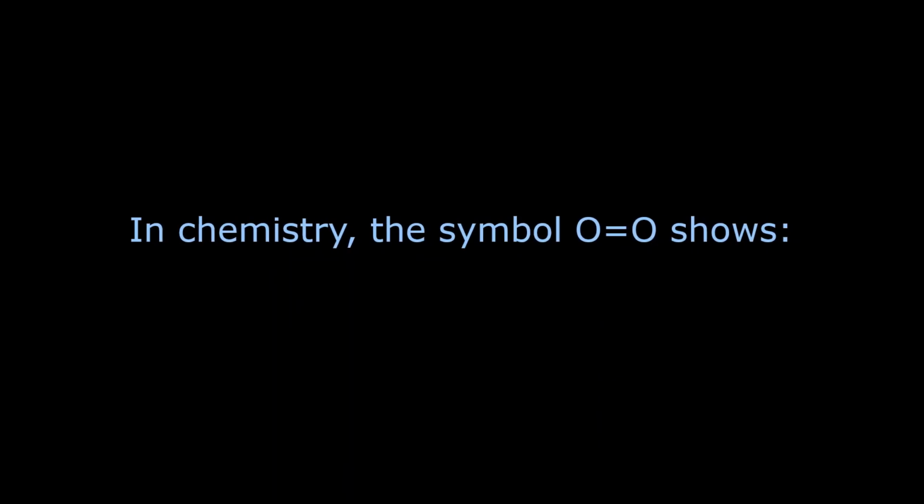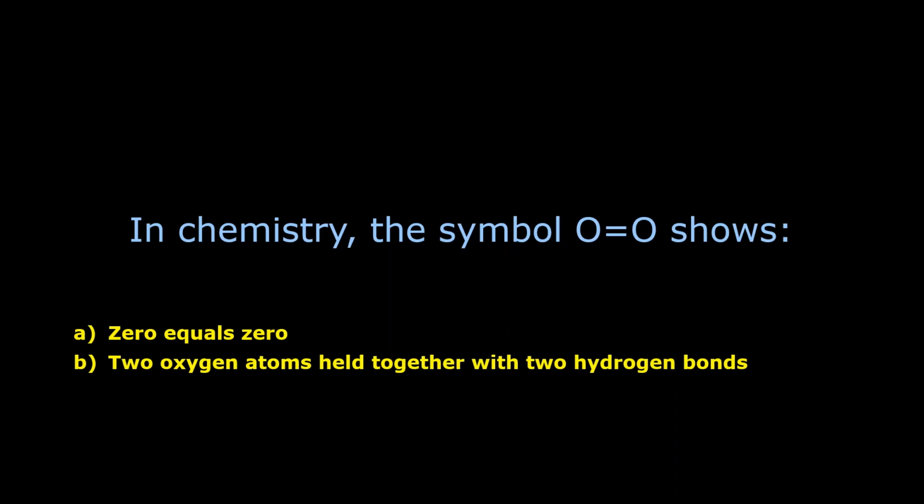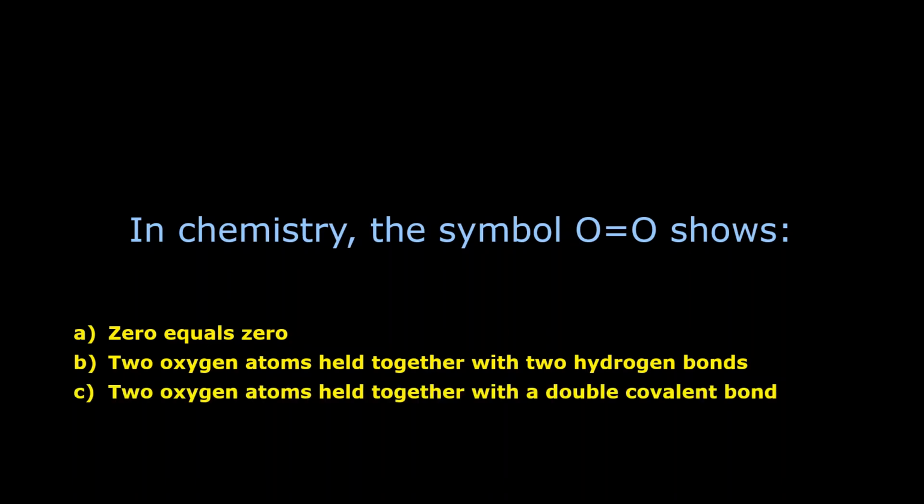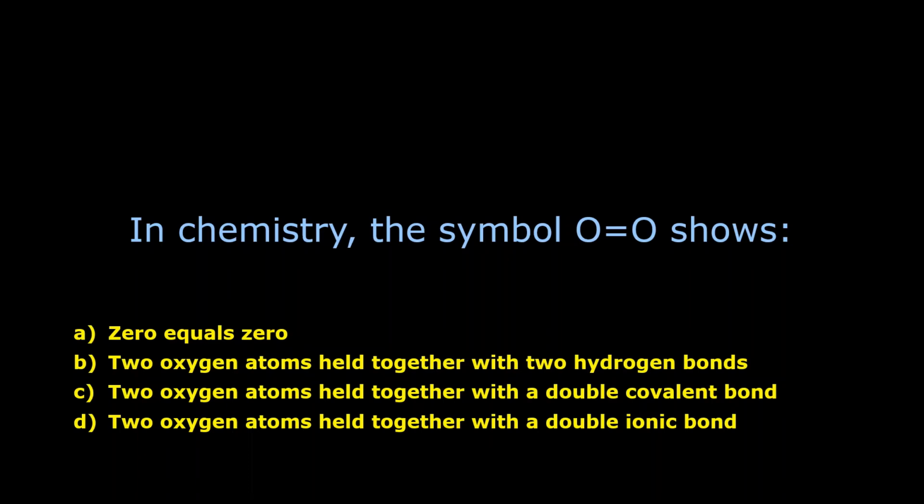In chemistry, the symbol that shows what? O equals O? No, it doesn't. Well, it shows oxygen and an oxygen in 2 straight lines, probably showing covalent bonds. So I'm going to guess it's showing oxygen with 2 covalent bonds, right? The 2 oxygen atoms held together with 2 hydrogen bonds. No, hydrogen bond would be dashed lines, and these are solid lines. So the 2 oxygen atoms held together with a double covalent bond. That sounds great. I don't see just one line, I see 2, so that's a double covalent bond. 2 oxygen atoms are held together with a double ionic bond. No, that's not the way we write ionic bonds. So the answer will be C, and we win again.